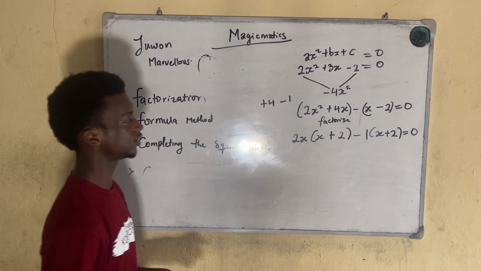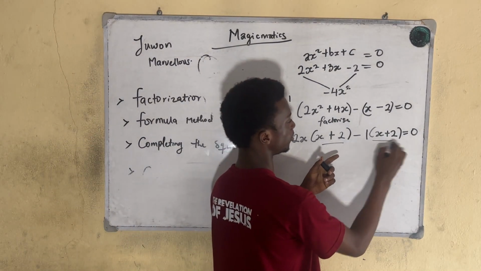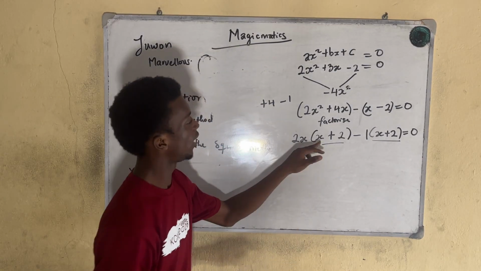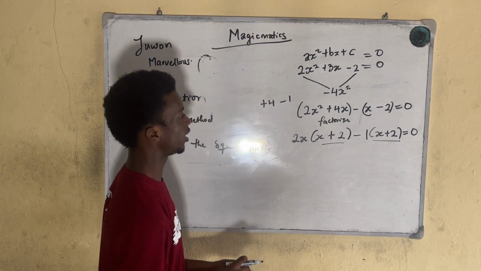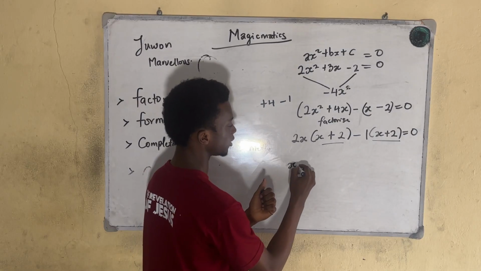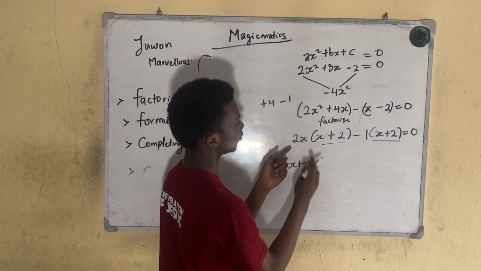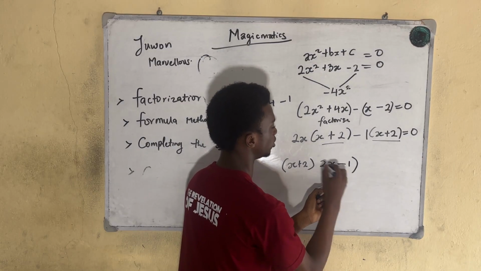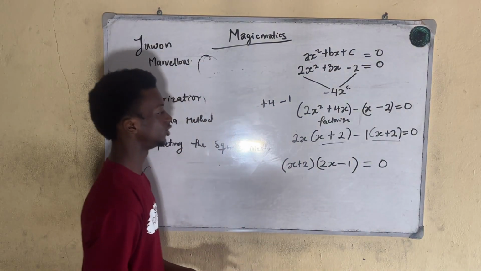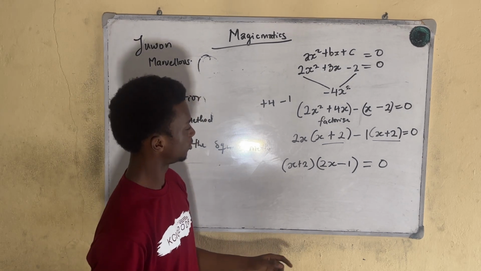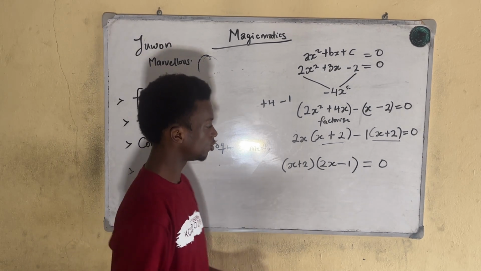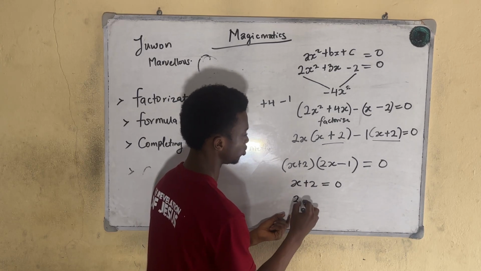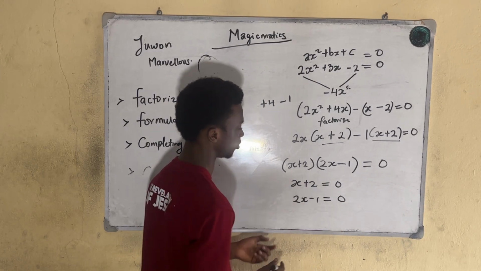Okay, let's see if we're correct. Do our two brackets tally? Oh, of course we do. We're on the right track. x plus 2 and x plus 2. So then what do we do? We pick 1, x plus 2. And then in this case, you bring your 2x and then you bring this one, minus 1, equals 0. Now look at this. Both of them equal 0. So you're just going to say x plus 2 equals 0 and 2x minus 1 equals 0.